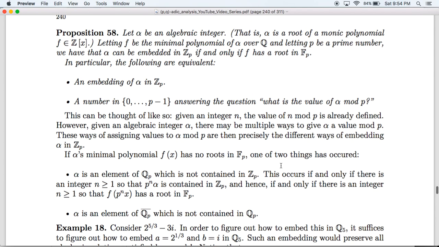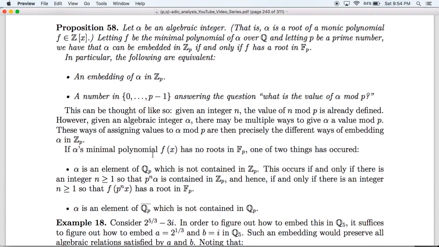On the other hand, if alpha's minimal polynomial f of x has no roots in the finite field with p elements, one of either two things has occurred. Alpha is an element of Q_p, which is not contained in Z_p, meaning that alpha is a p-adic number, which is not a p-adic integer. This occurs if and only if p^n alpha is a p-adic integer for some integer n greater than or equal to 1. And so this will occur if and only if there is an integer n greater than or equal to 1, such that this is true.